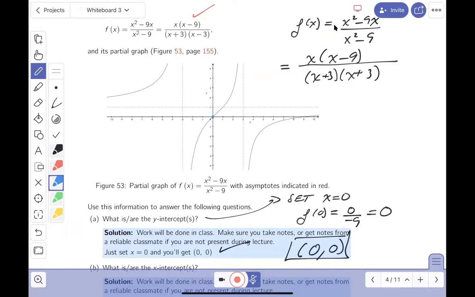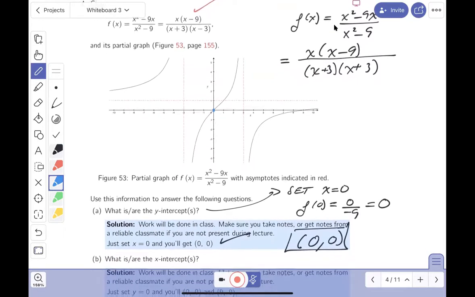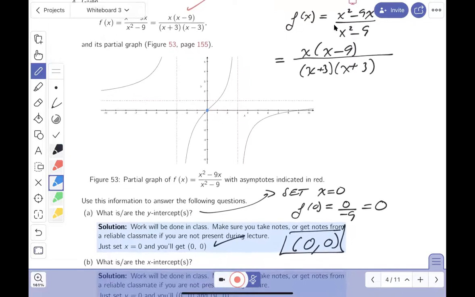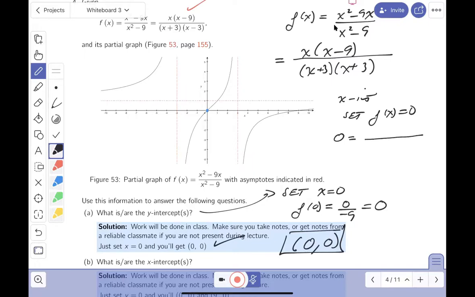All right, what's the next thing? What are the x-intercepts? Let's talk about that. How do you get an x-intercept? Again, we'll look at the picture later. All you have to do is set the function equal to 0. Let me write that down. What do you get? 0 equals, I'm going to write the function down in factored form, x minus 9, x plus 3, x minus 3.